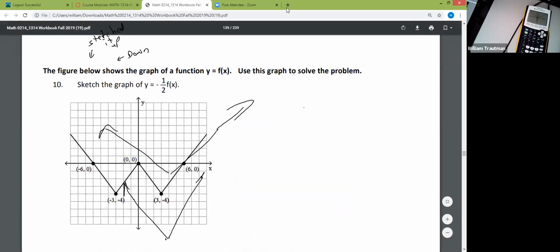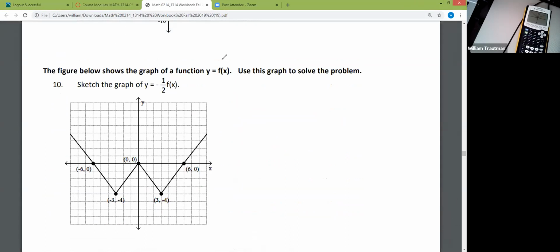So I think there's one like this on the test. A lot of people have problems with this type of problem. See, they don't tell you what type of function it is. They just call it a function, y equals f of x. Now, it doesn't matter.